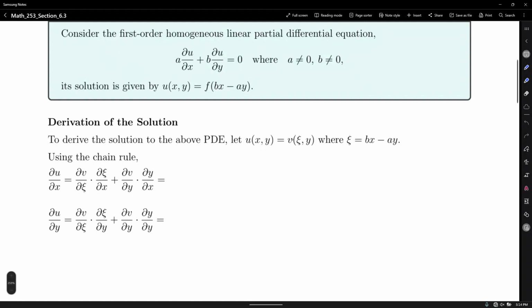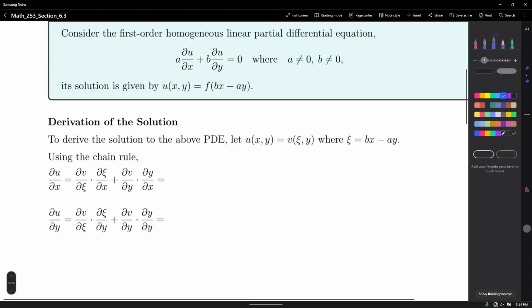So the change of coordinates that I'm going to do here is to let the solution, some function u of x, y, be another function v. That's the change of variables. And I'm going to introduce a new variable, the Greek letter zeta, where in this case z is equal to bx minus ay. Notice something interesting here: y remains constant. It doesn't change in this new coordinate system that we're going to introduce.